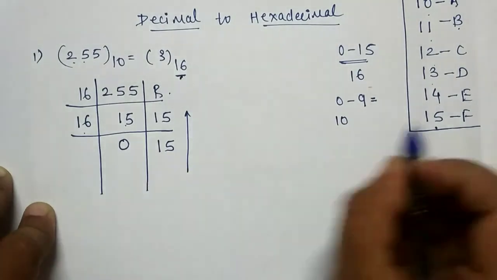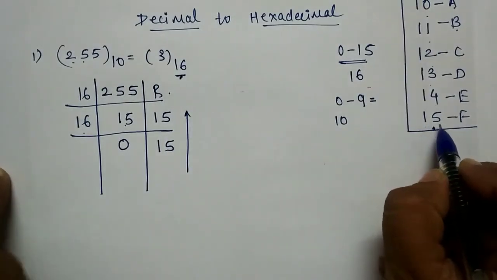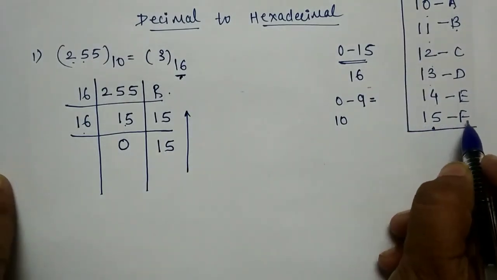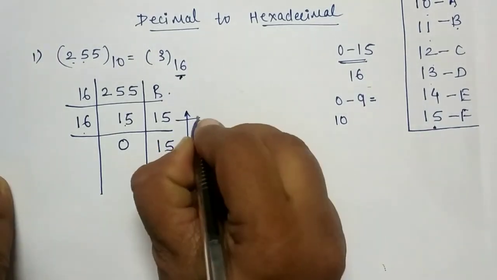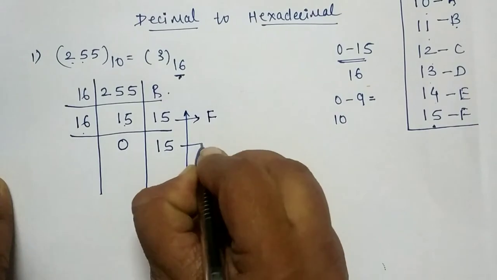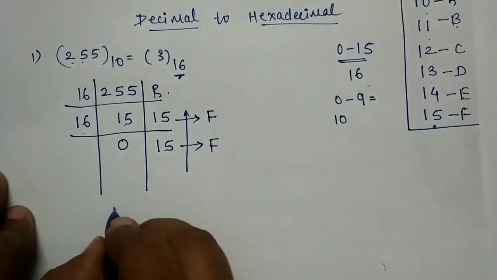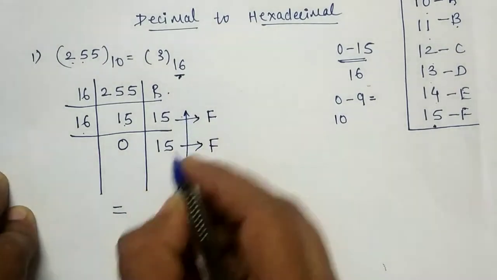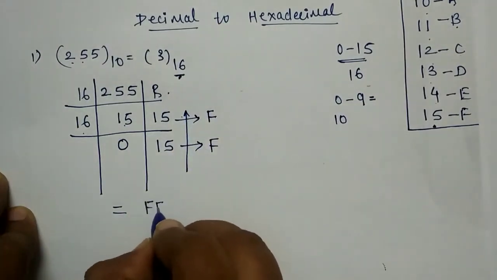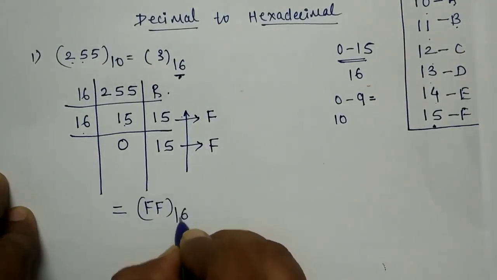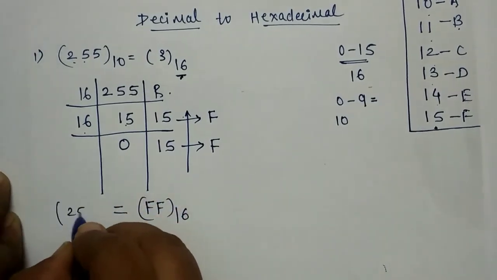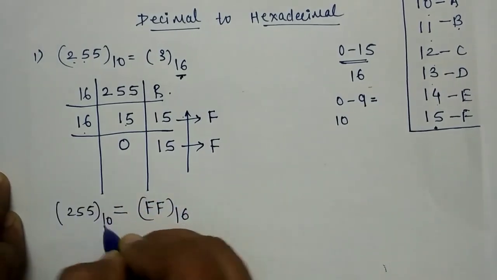As we have seen, this 15 we can indicate by the notation F, or the alphabet F. So we are going to write this 15 is nothing but F. This 15 is nothing but F. Okay. So what is the answer here? The answer, in reverse direction, is FF to the base 16. The given number is 255 to the base 10.